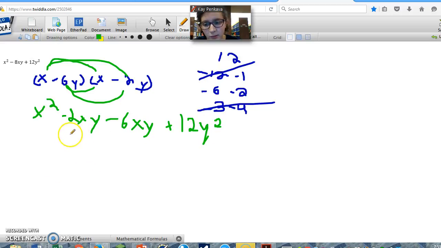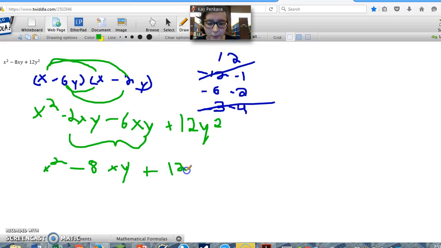Now add like terms. These are the only 2 like terms, so that's negative 8xy. And we still have the x squared here, and we have a plus 12y squared here. And that gets us back to our answer.